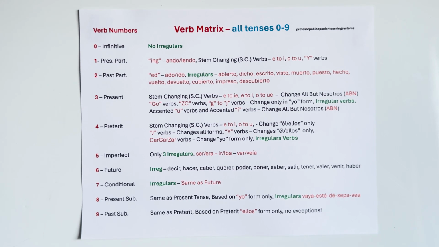Well, the yo form would be with a J. Escojo. What would it be if we didn't change the G to a J? It would be escogo. That's not going to work. So G to J happens in the yo form only, just like the go verbs, the ZC verbs, and the G to J verbs all change in the yo form. Now we have our irregular verbs.